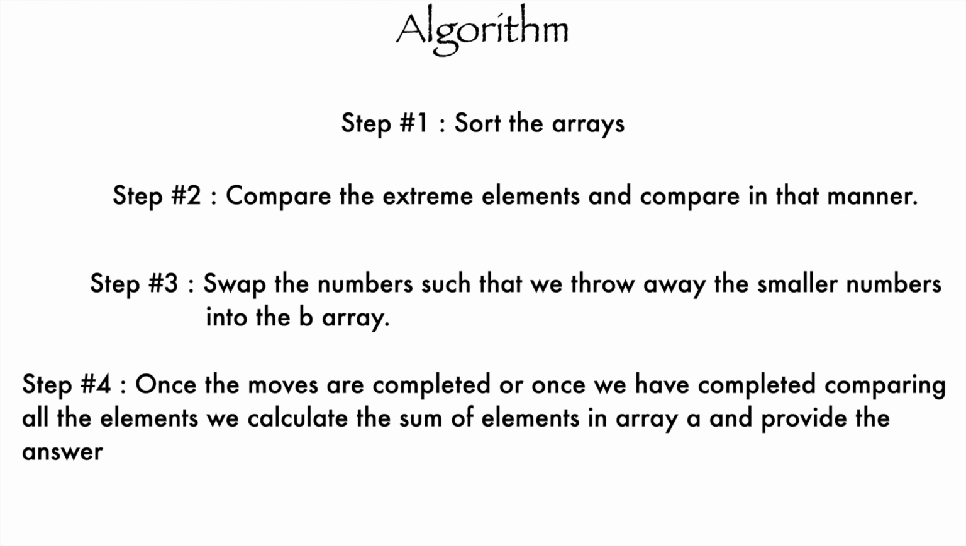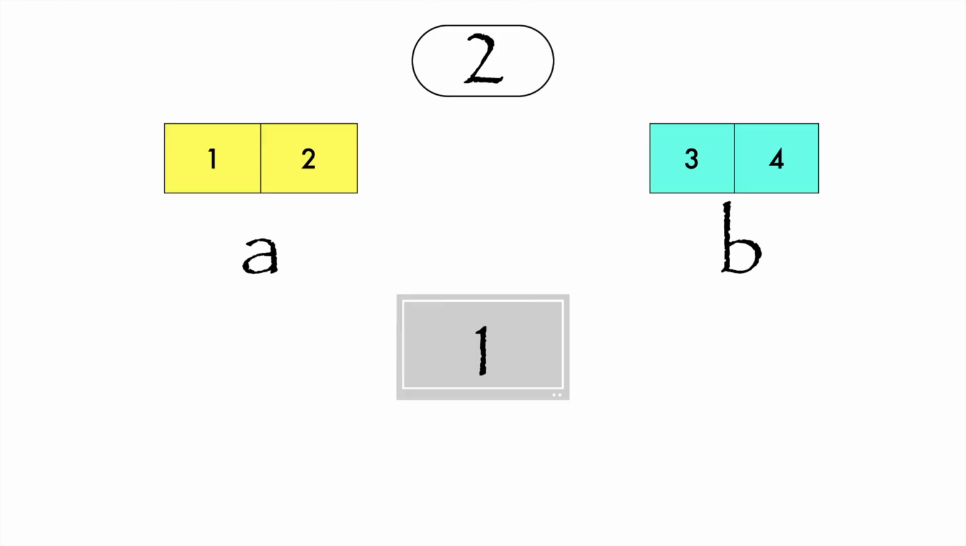Now, let us apply the devised algorithm to the test cases given in the question. Not exactly all the test cases, let's just see the first three. The first test case gives us two arrays A and B as follows, and n is 2, k is 1. So we have only one move to make such that the sum of the elements in array A is as maximum as possible.